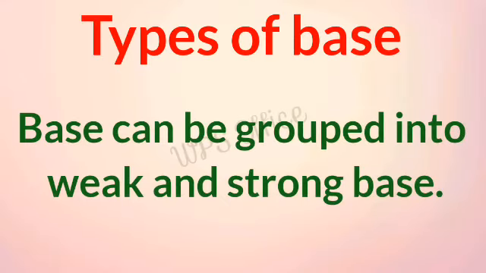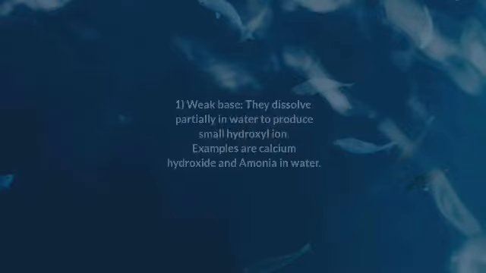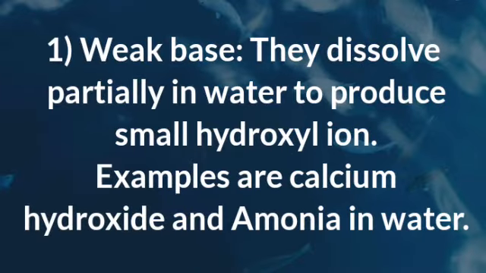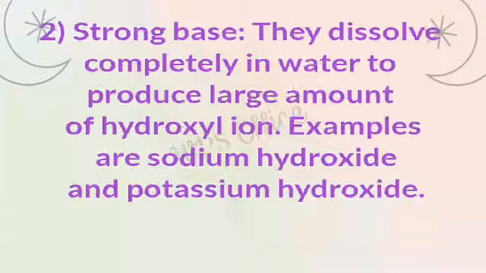Now, let's go to types of base. Bases can be grouped into weak and strong base. Now, what is a weak base? A weak base dissolves partially in water to produce a small amount of hydroxide ion. Examples are calcium hydroxide and ammonia in water.